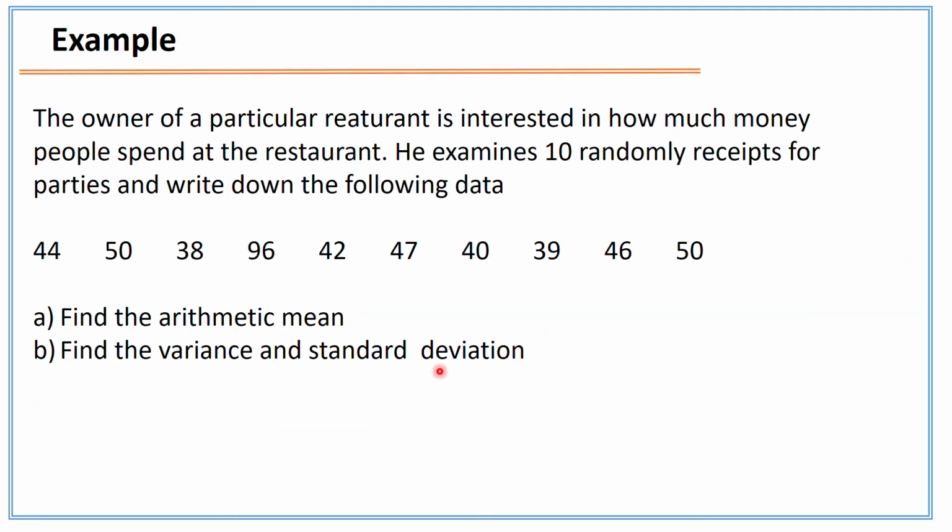Now we will see one example. The owner of a particular restaurant is interested in how much money people spend at the restaurant. So he examines 10 random receipts for the parties and writes down the following series of data: 44, 50, 38, up to 46 and 50. Now we have to calculate the arithmetic mean and find the variance and the standard deviation of this data.